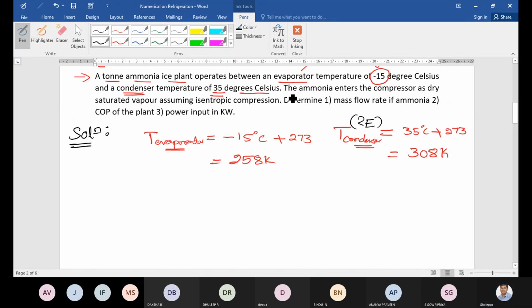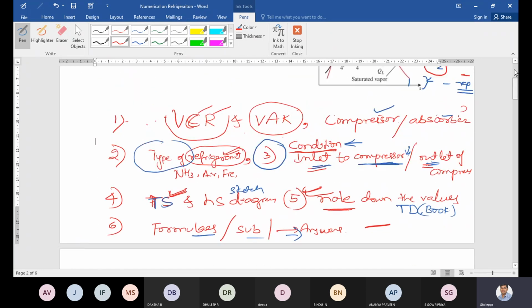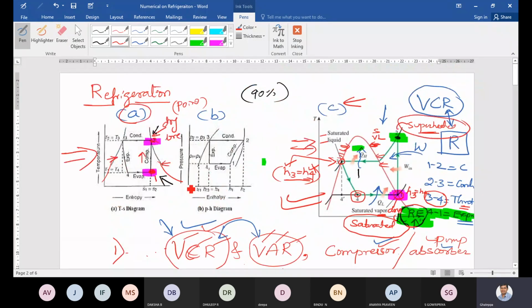Next line. The ammonia enters the compressor as dry saturated vapor. So which diagram will you prefer? Which sketch will you prefer? Dry saturated vapor, clearly mentioned. Enters means at the inlet. Enters the compressor as dry saturated vapor. So out of three sketches, which sketch will you prefer for the given numerical? Inlet to the compressor is dry. Will you prefer sketch 1 or sketch C? Sketch C. Sketch C, correct.